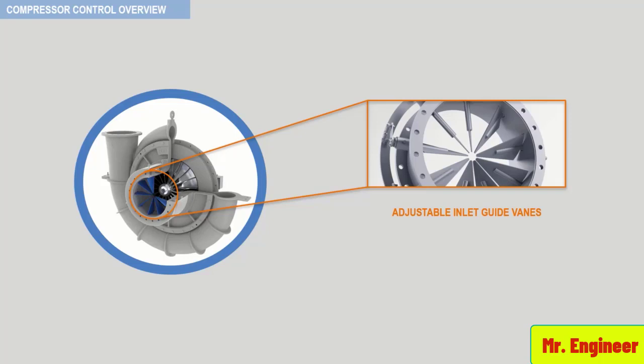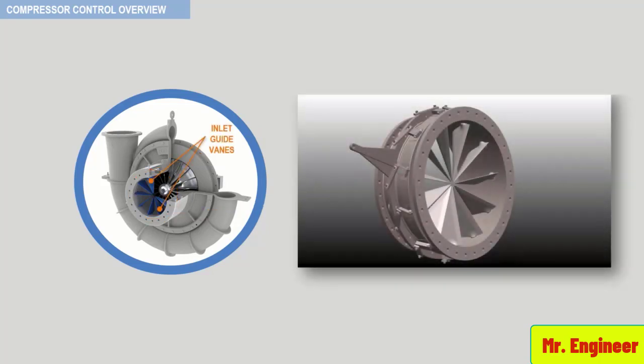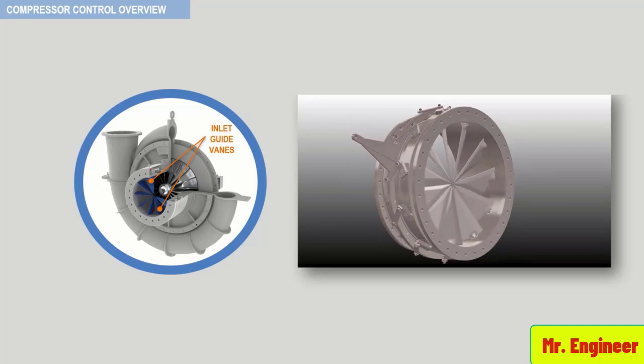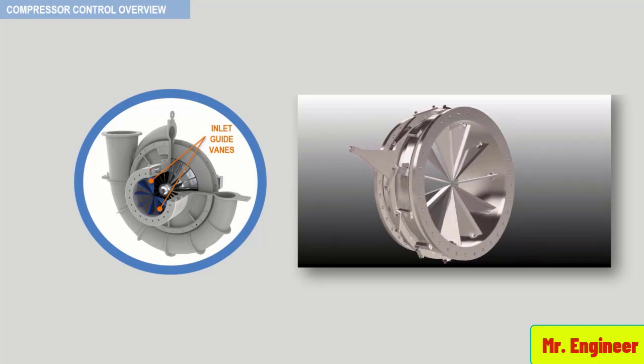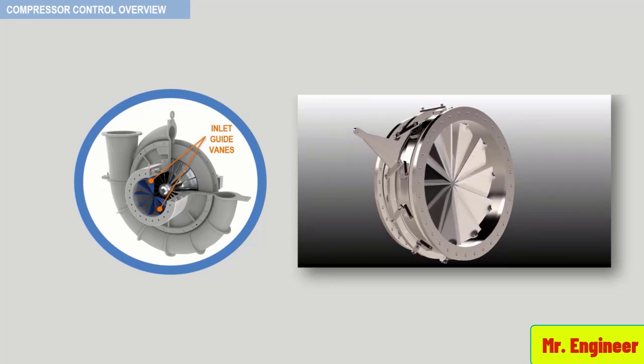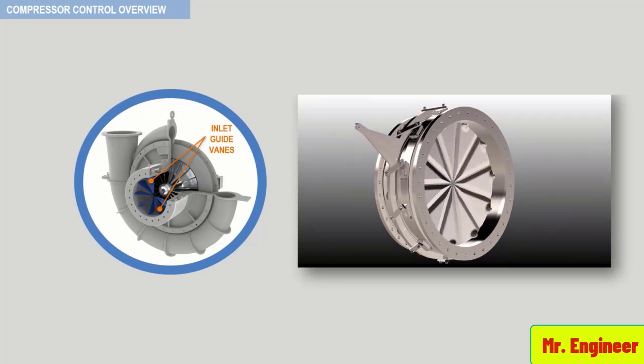Now take a look at the following 3D animation. It shows the working principle of inlet guide vanes. To put it simply, inlet guide vanes adjust the gas inlet angle to the impeller. The higher the value of the velocity relative to the blades, the less head will be produced by the compressor. This results from reduction in exit tangential velocity due to the higher velocity relative to the blades.